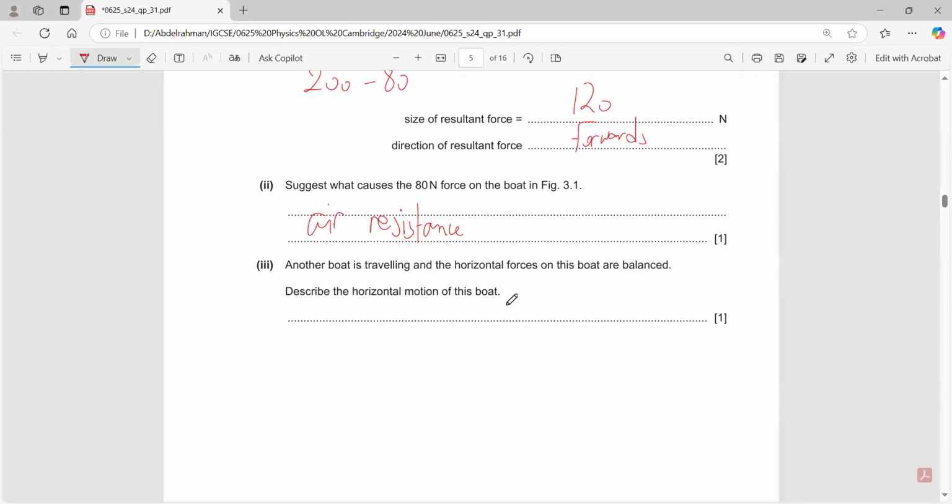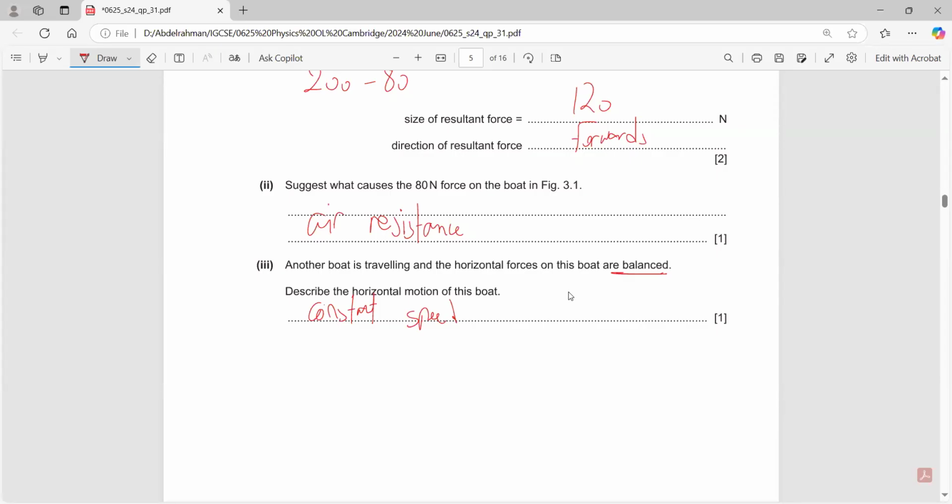Another boat is traveling and the horizontal forces on the boat are balanced. Describe the horizontal motion of this boat. If the resultant force is balanced, then it is... no, it's not at rest. It's actually moving with a constant speed. Why is it moving with a constant speed? Because there is a forward force and there is a backward force. So these forces are equal. When they are equal, the boat is moving with a constant speed.